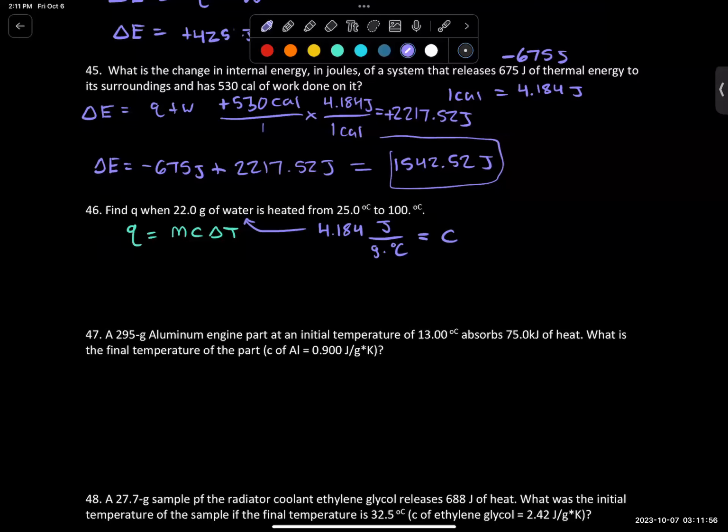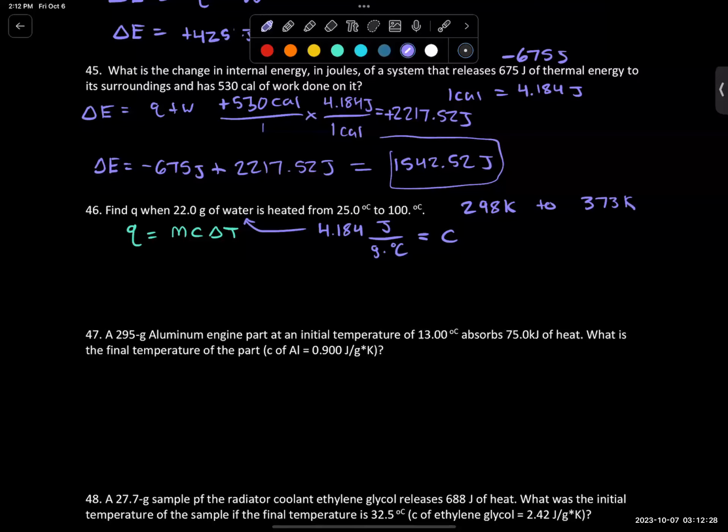Should we change the Kelvin or keep it? It doesn't matter, because what we're dealing with is the change in temperature. I'll show you right here. If we change the initial temperature 25 to Kelvin, it would be 298 Kelvin. And if you changed 100 degrees Celsius to Kelvin, it would be 373 Kelvin.